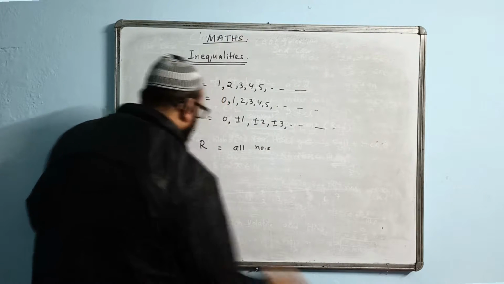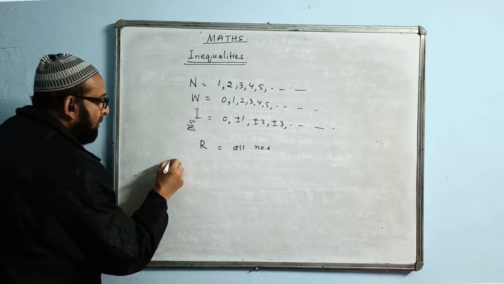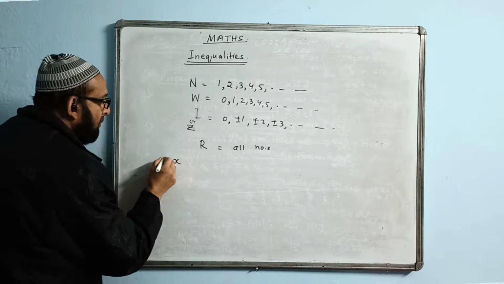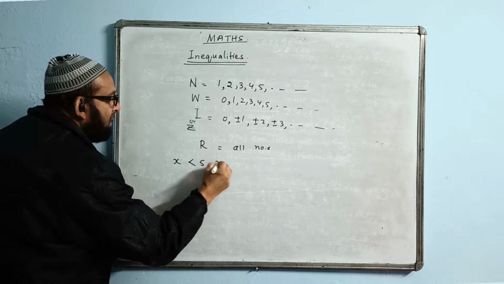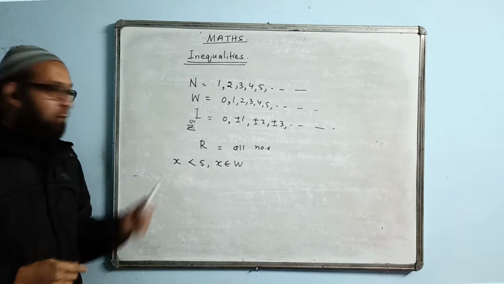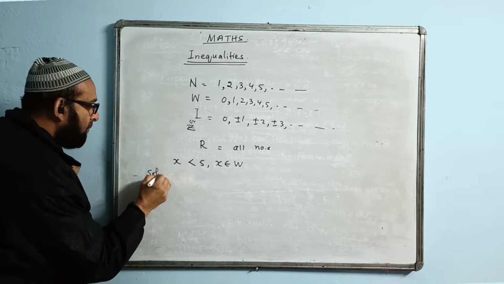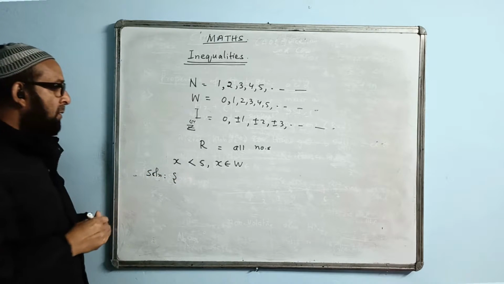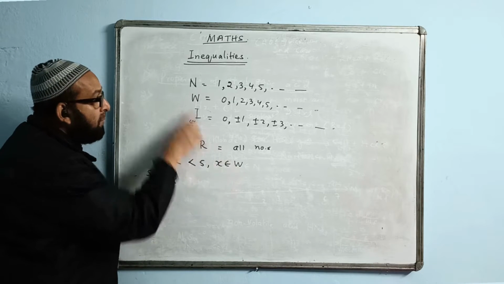Suppose we are having answers coming like this: x < 5 and x is a whole number. This is the problem. How to show this answer? We have the solution. The x value is less than 5 and x is a whole number.